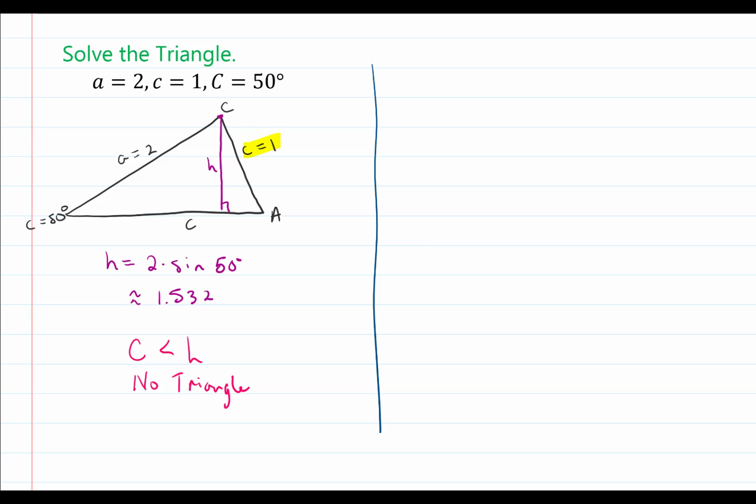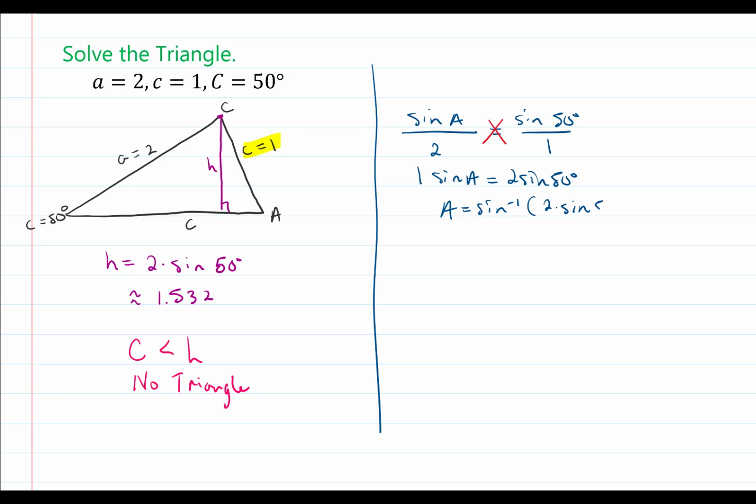Another way to look at it, if you prefer not to memorize formulas, is to presume that there exists a triangle and try to solve for angle A. We would use the law of sines. So it would be sine of angle A over side A, which is 2, equal to sine of angle C, which is 50 degrees, over side C, which is 1. We would then cross multiply, and what we would get is 1 times the sine of angle A is equal to 2 times the sine of 50 degrees. We would then take the inverse sine of both sides to give us A equals the inverse sine of 2 times the sine of 50 degrees.